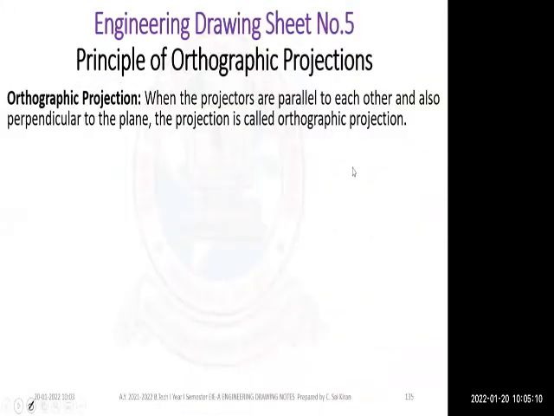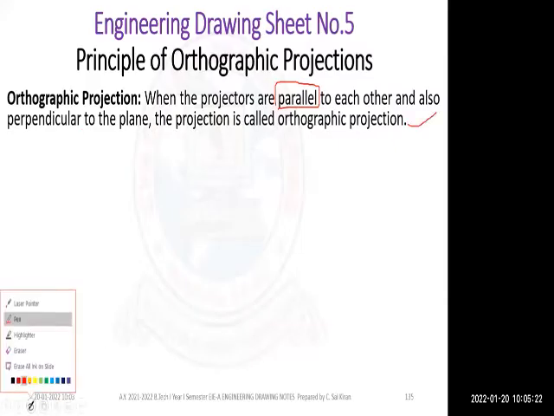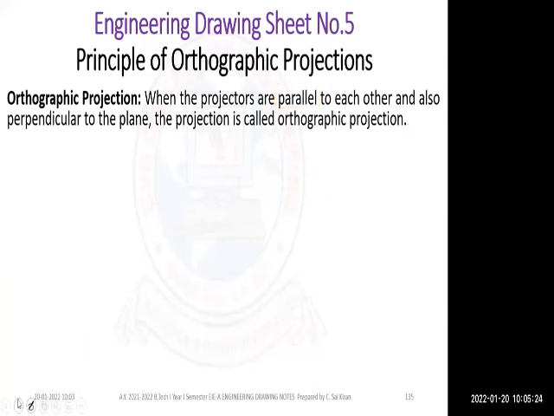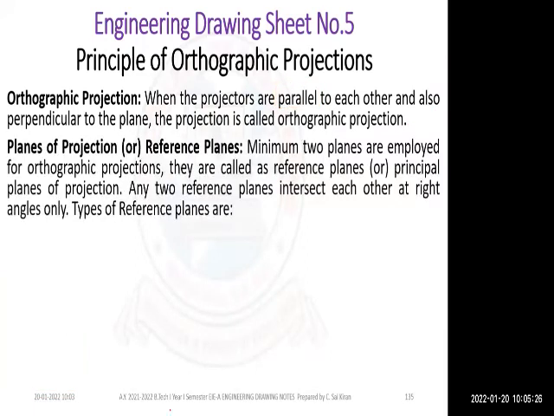So whenever the projectors are parallel, that is 90 degrees. Whenever they are at 90 degrees to each other on the perpendicular plane, it is called orthographic projection. Whenever it is perpendicular, 90 degrees, it is called orthographic projection. Okay, everyone look at the video. I'm stopping the share.